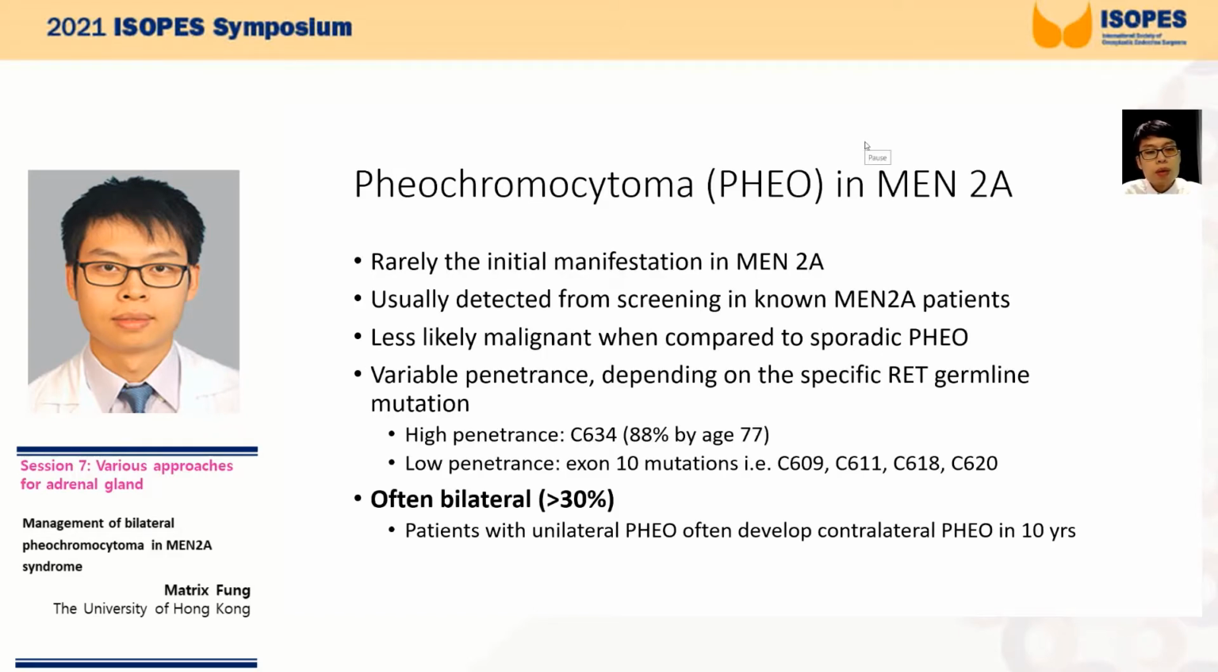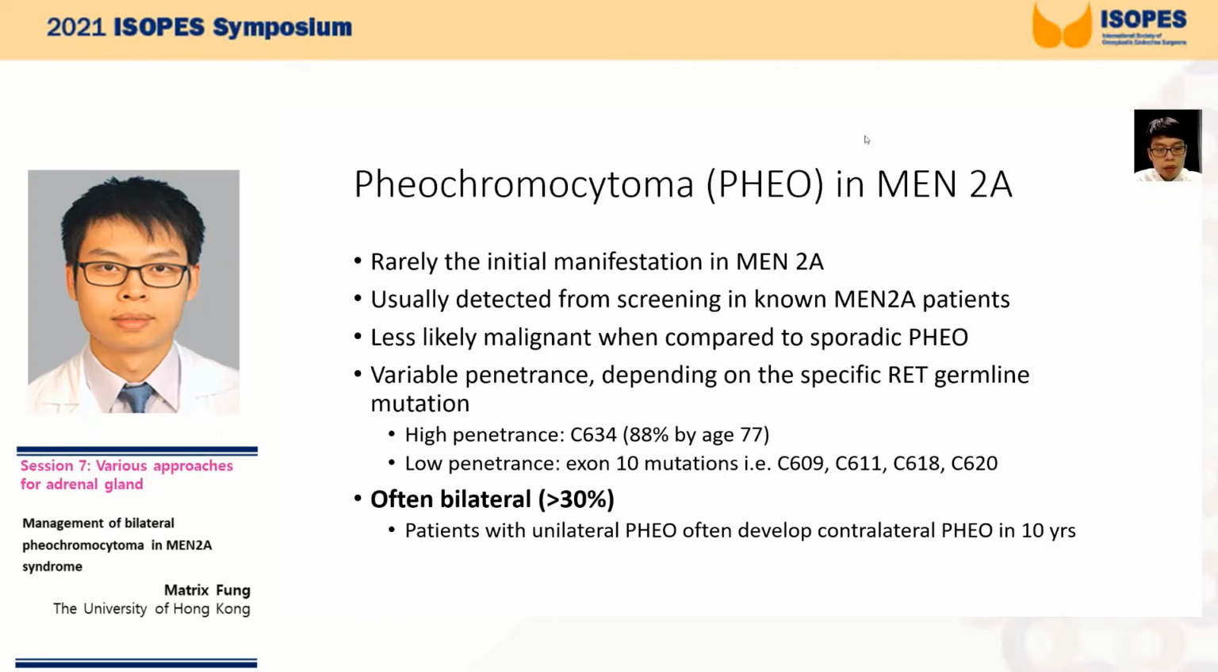So let's go to our topic today. This is about pheos in MEN2A patients. Pheos are rarely the initial manifestation in MEN2A. In this era, it is usually detected from screening in patients with known MEN2A mutations. They are less likely to be malignant when compared to sporadic pheochromocytoma. Moreover, they have a variable penetrance depending on which specific RET germline mutation the patient carries. For example, codon 634 mutations would have a high penetrance of pheochromocytoma.